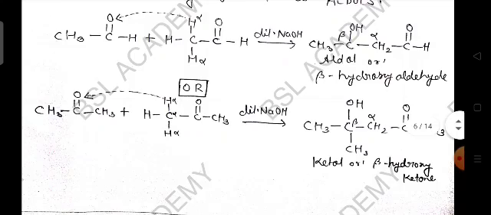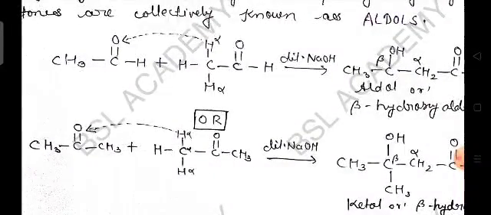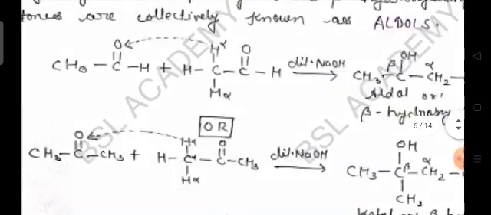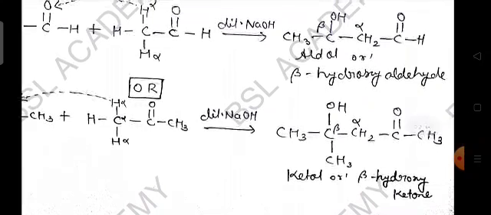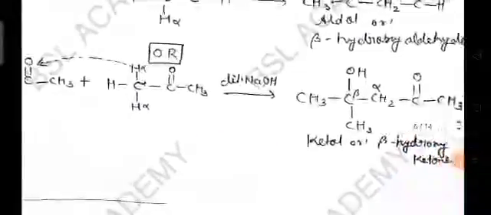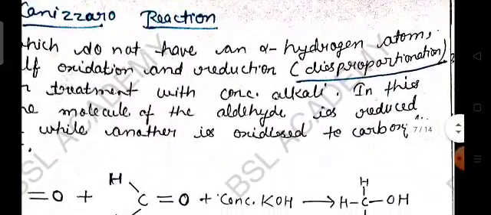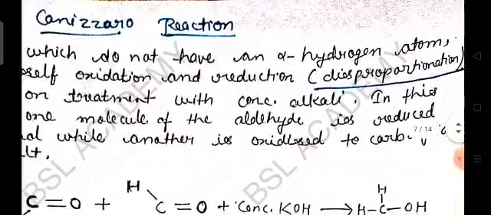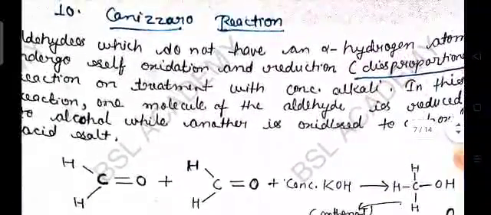So here you can see the aldehyde group changed into the beta hydroxyaldehyde in the presence of dilute NaOH, and here the ketonic group is changed into the beta hydroxy ketone. Now next, Cannizzaro. So this one is also an important reaction for the JAC board.